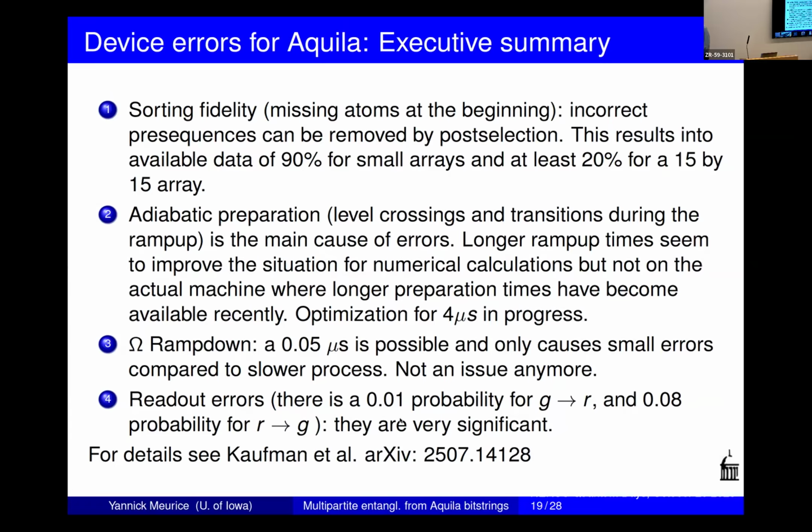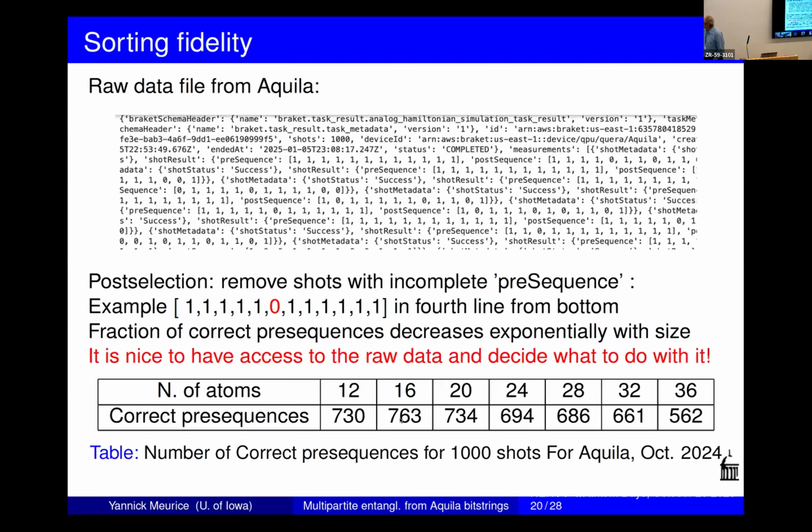And then we have large readout errors that are typically 8% for reading a Rydberg into a ground state. And AWS people monitor this, and it varies in the day. So it's like IBM, but we don't have the record. You can do it yourself. It doesn't cost too much. The nice thing is we get the raw data, and I like to get the raw data. There's a pre-sequence, and the pre-sequence should be all ones.